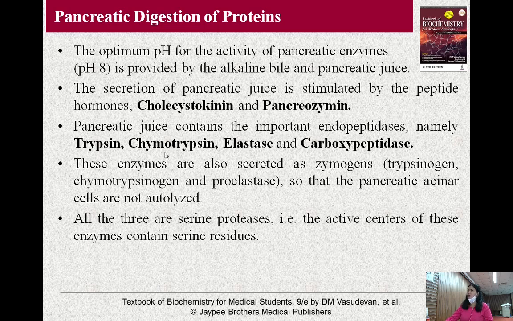So these are the 4 enzymes. Even collagenase is also produced by the pancreas. So these are the main important enzymes which are produced by the pancreas. That is trypsinogen, chymotrypsinogen, then proelastase and procarboxypeptidases A and B. So remember, all these are serine proteases. Why are they known as serine proteases? Because their active site contains serine residues. Clear? Active site contains the serine residues.